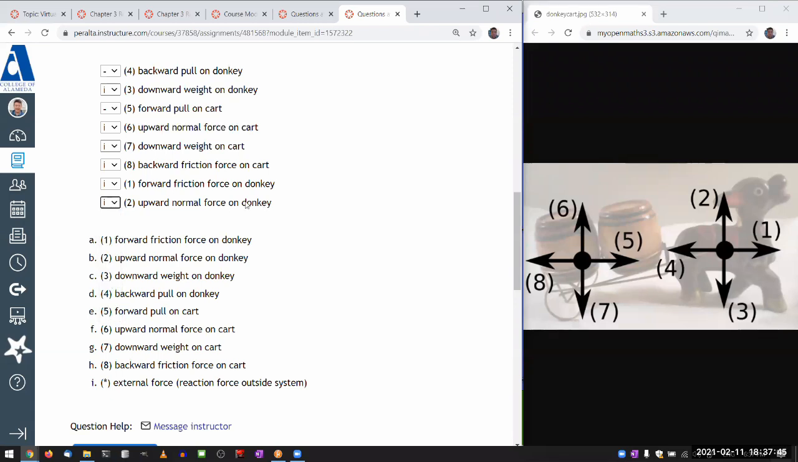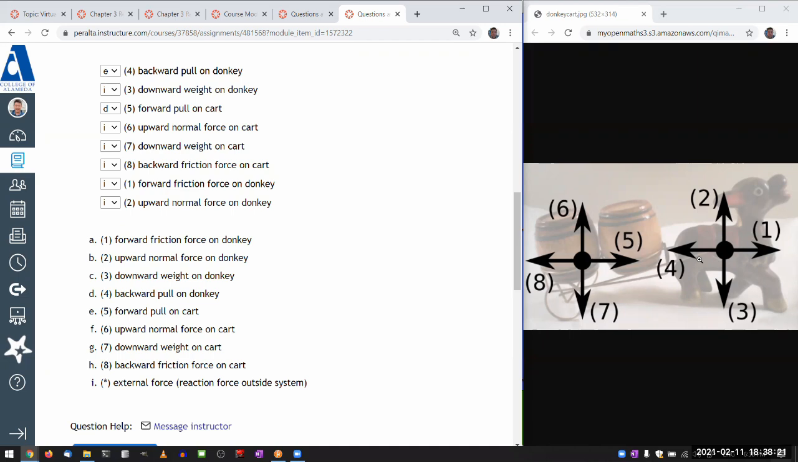In fact, I think by process of elimination we're down to these two. The reaction force pair to this must be number 5, the pull on cart, E, and the reaction force to this must be backward pull on donkey, number 4, D. That is how these two are interacting. The donkey is pulling on the cart forward, and the cart is pulling on the donkey backward. Those two forces are equal in magnitude and opposite in direction, just like Newton's third law says.